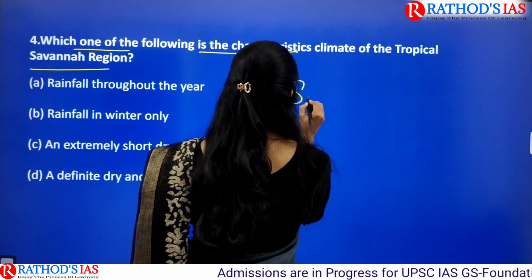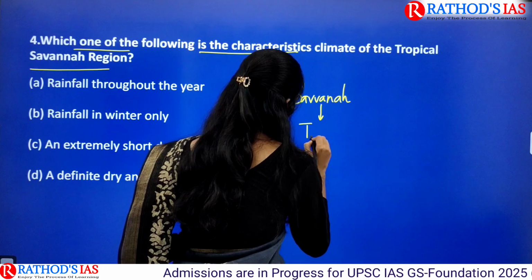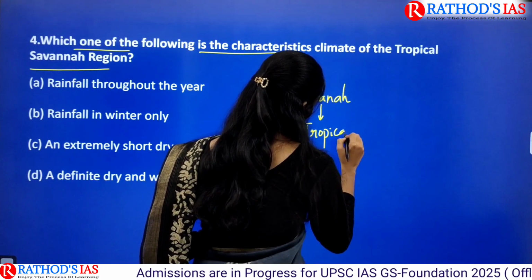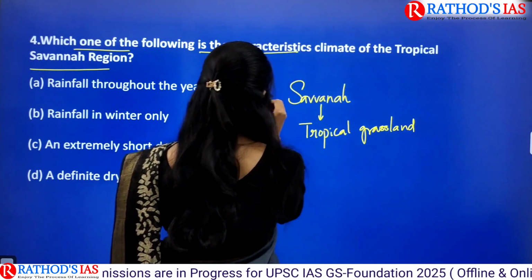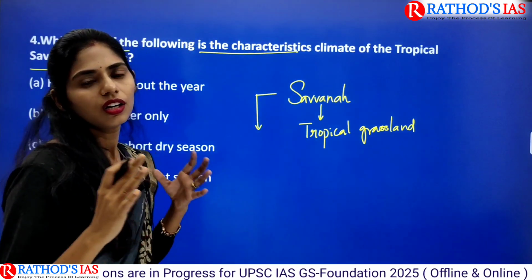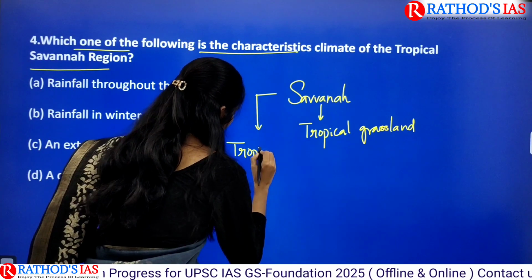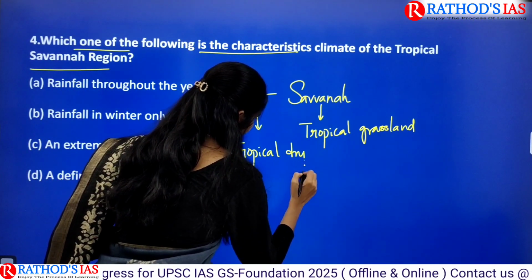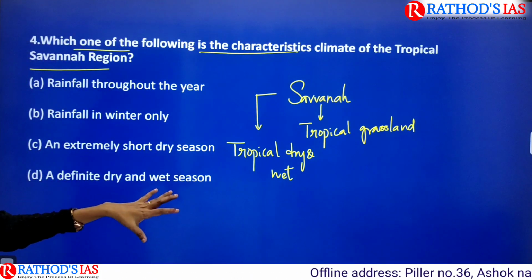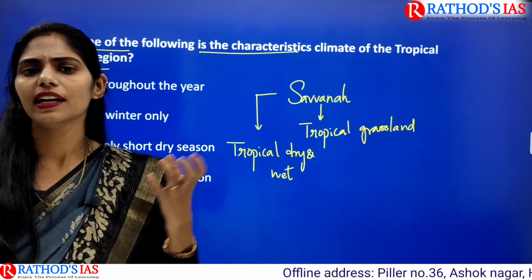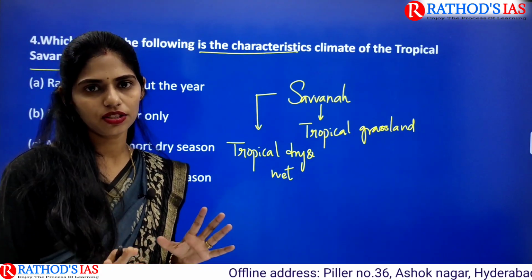So as you all know, what is the savanna? Savanna is tropical grassland. If you know the Köppen classification, it is under the tropical dry and wet type. Dry season means in summer they will have very dry spells, and the wet season leads to the growth of lush green vegetation.